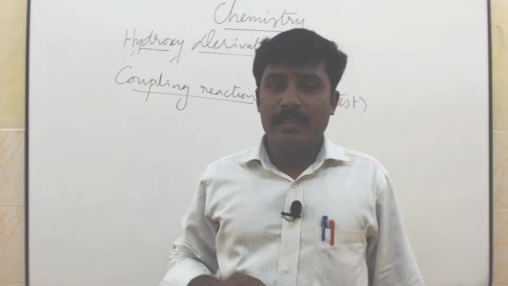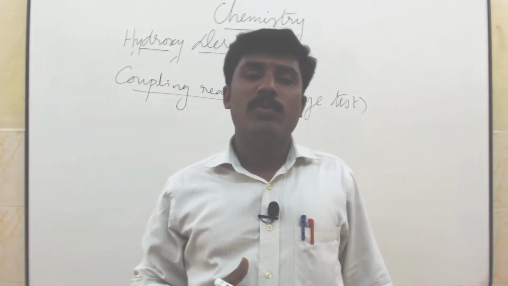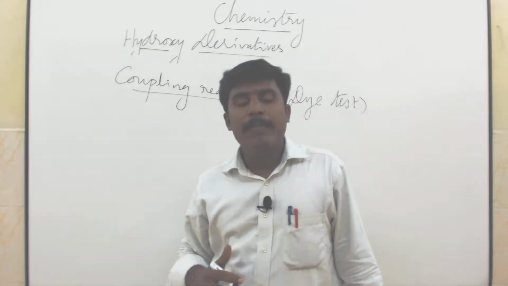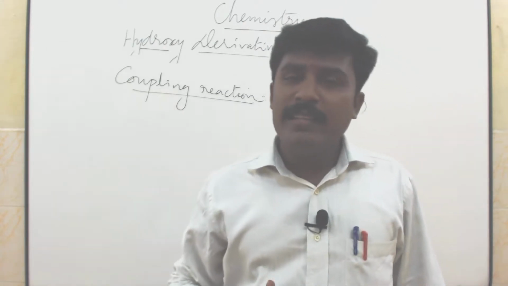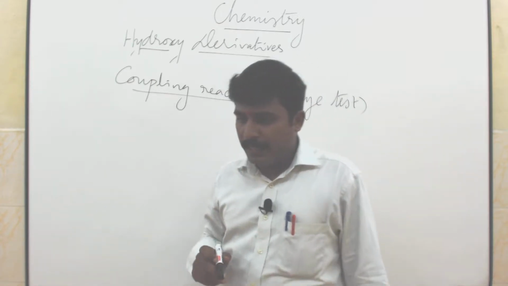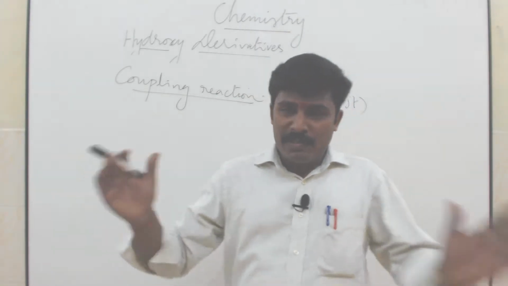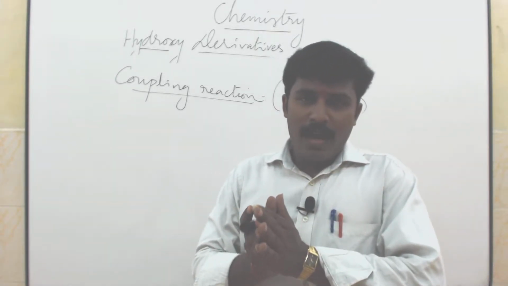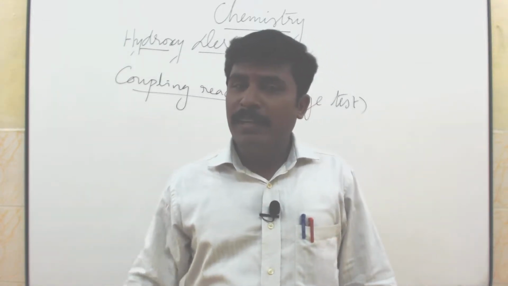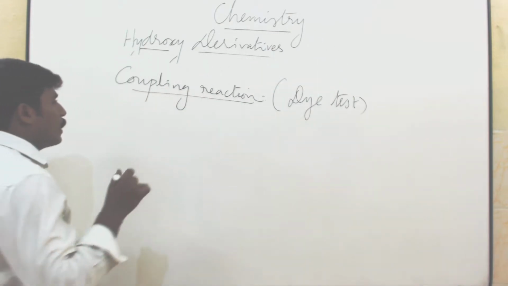What is coupling reaction? Here, phenols are coupled with benzene diazonium chloride in the presence of base at 273 Kelvin to form para hydroxyazobenzene, nothing but a red-orange color dye. It is always called the coupling reaction. Benzene diazonium chloride couples with phenol in the presence of base at 273 Kelvin to form para hydroxyazobenzene, a red-orange dye. Nothing but the dye test. Let's see the reaction.